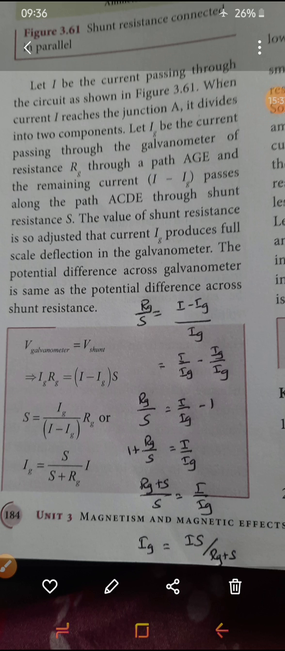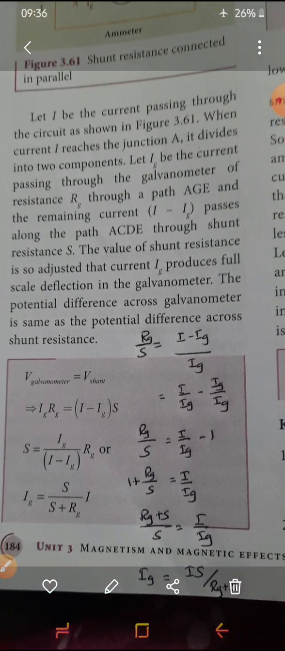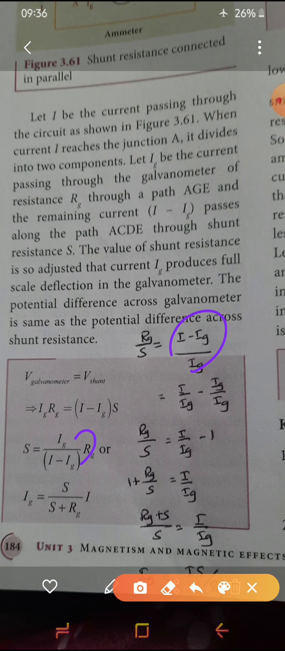Then in reciprocal we can write Rg by S, and this (I minus Ig) divided by Ig will come in reciprocal method. So we are writing in this step. And see the next step, we are splitting this term I by Ig minus Ig by Ig. So I by Ig, Ig by Ig will become 1. That 1 will go to the left hand side. It will become 1 plus Rg by S, that is equal to I by Ig. So taking LCM in this step, (Rg plus S) divided by S is equal to I by Ig.